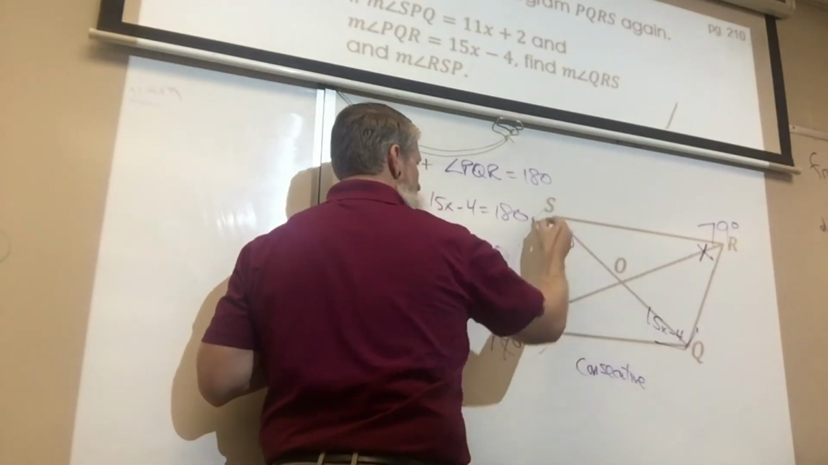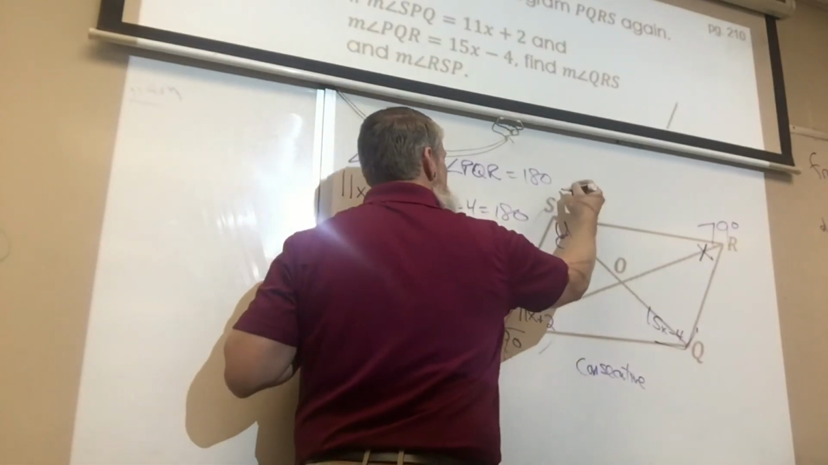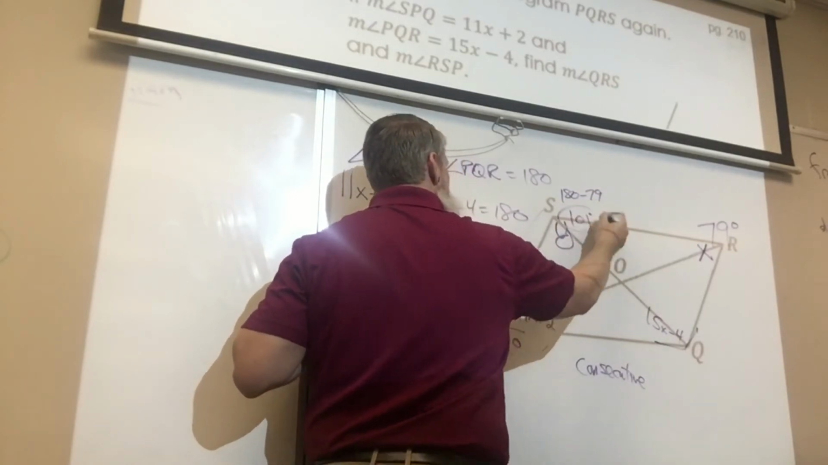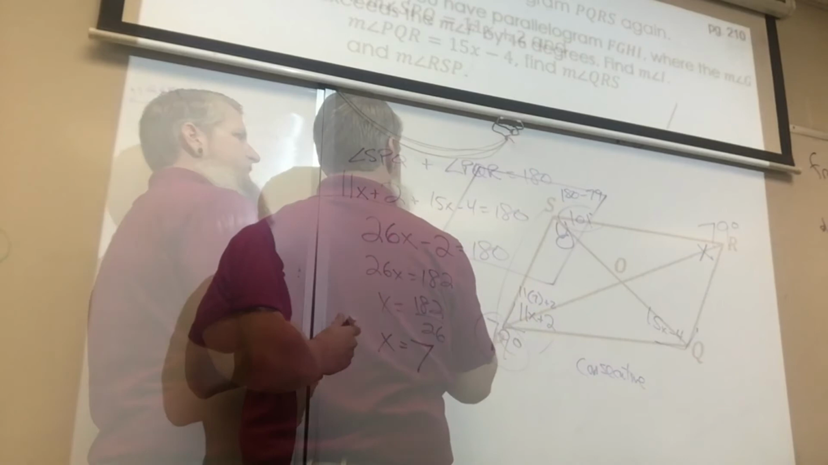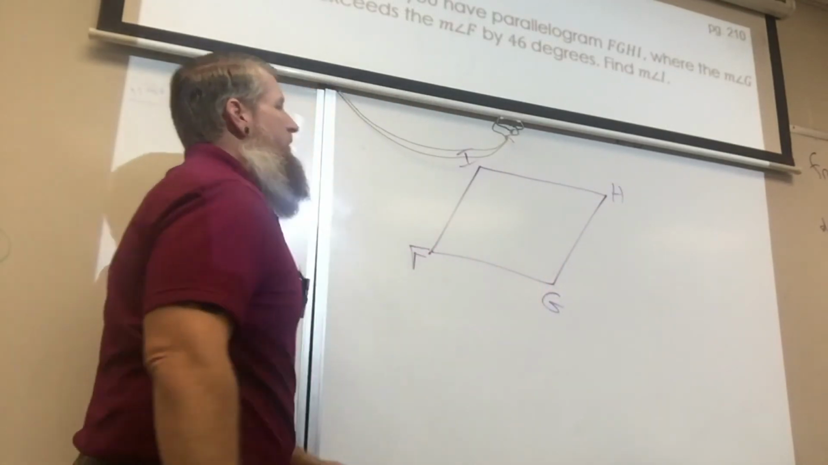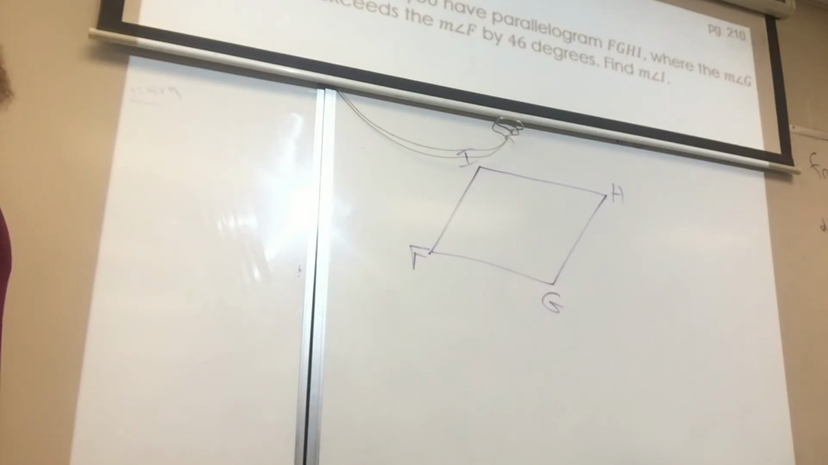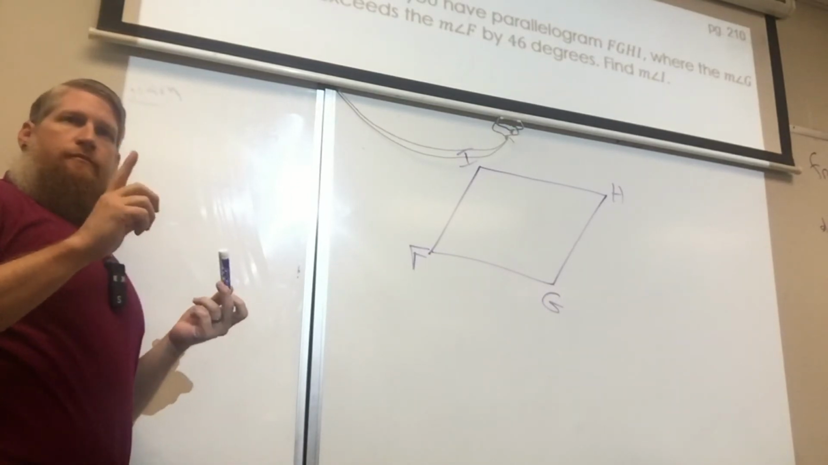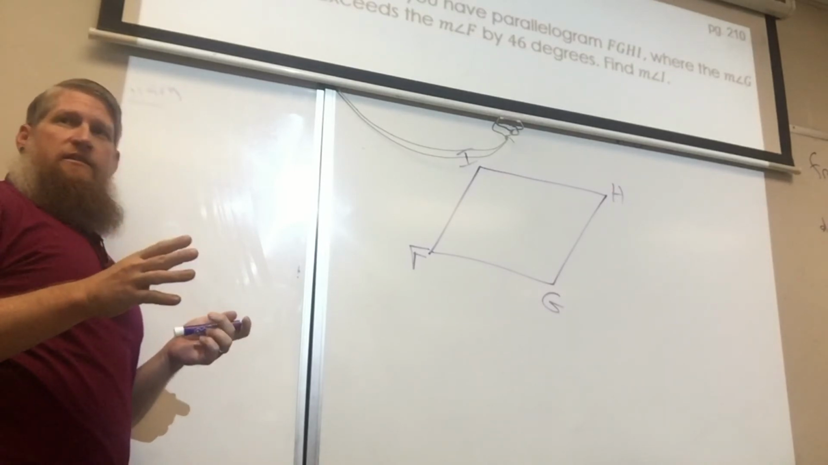Now look, once I know that's 79, I know what the other one is. These two have to add up to how many degrees? So if I do 180 minus 79, that's going to give me the other one, which is? Oh wait, did I draw it right? What's the smaller one? Yeah, I'm good.